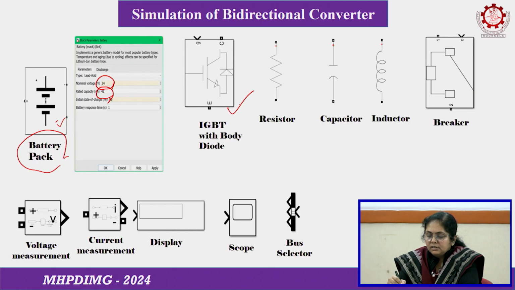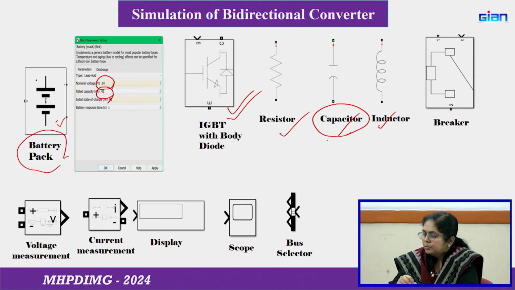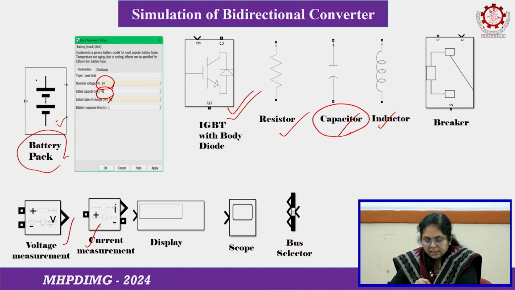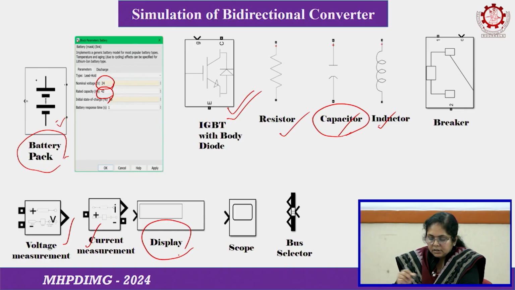And the switch is here, IGBT is used as the switch, the RLC components, the filter components, the inductor and the input capacitor, output capacitor components, and this is the voltage and current measurement unit which will show you the measured currents. And this is the display, the simulation, means you can see the results through the scope, and here it will display the values.